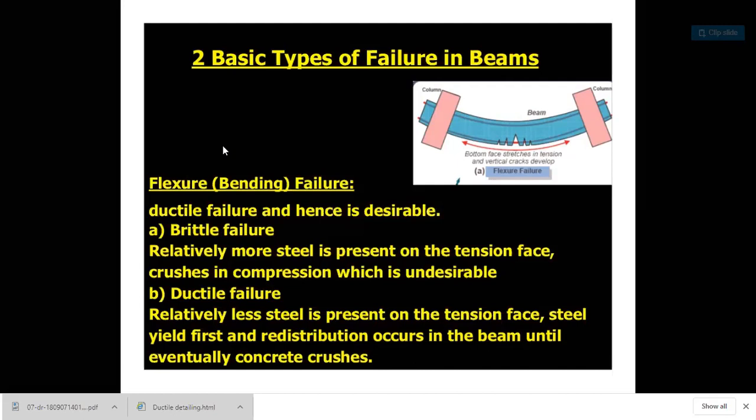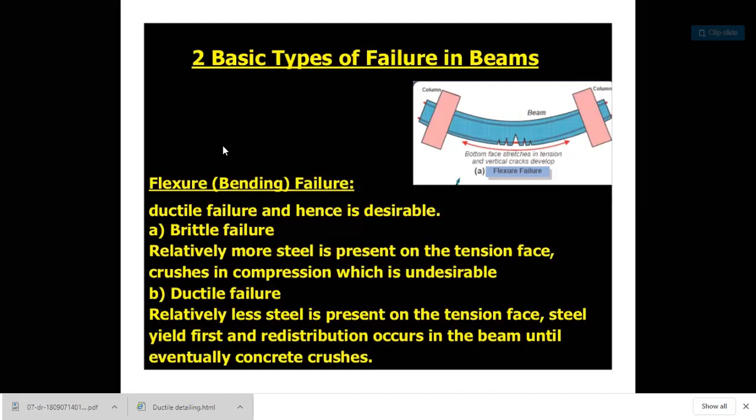बघा या ठिकाणी फेल्युअर ऑफ द बीम, दॅट बीम दाखवलेल्या या ठिकाणी देर इज अ बीम अँड बी दॅट बीम हॅव्हिंग द फ्लेक्झरल फेल्युअर, that is the flexural failure of the beam. Bottom face stretches in the tension and vertical cracks develop, that is the flexural behavior, flexural failure they have shown. And that is for the brittle material and for the ductile material.